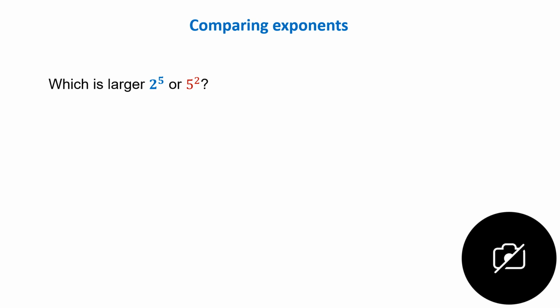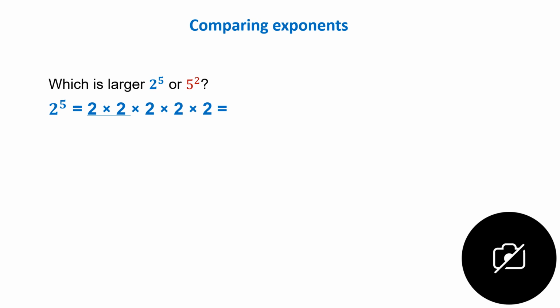Now, let's say you want to compare 2 to the power 5 and 5 to the power 2, and they ask the question, which is larger? The first thing that comes to mind is when you see the word compare, it means you have to use the greater than, less than, or equal to sign. So we're going to start by working out 2 to the power 5.